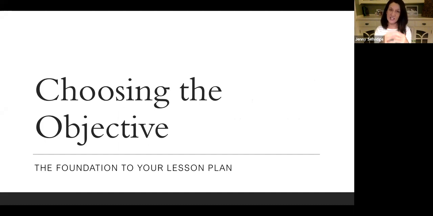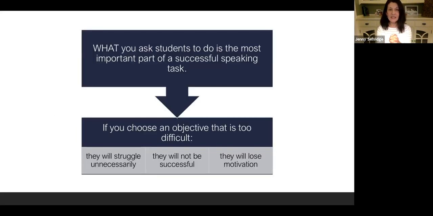So it's the foundation. If you choose the wrong objective, too easy or too hard, it could ripple and have an effect on your lesson. So we have to really think about what we're asking our students to do. Next slide. What you ask is critically important.